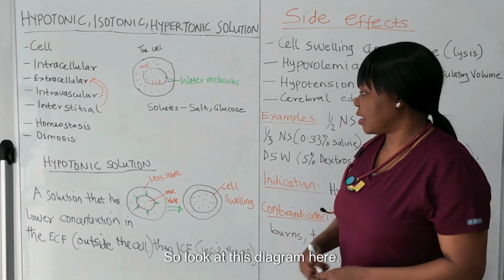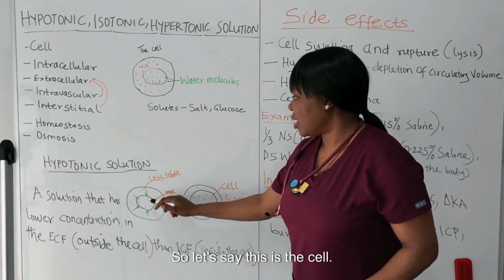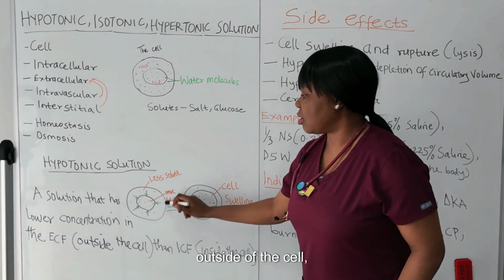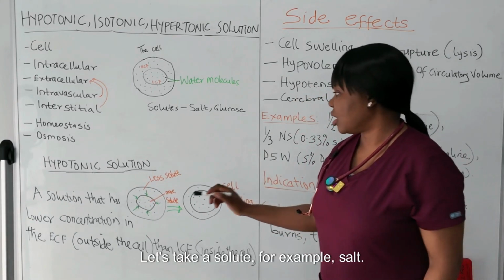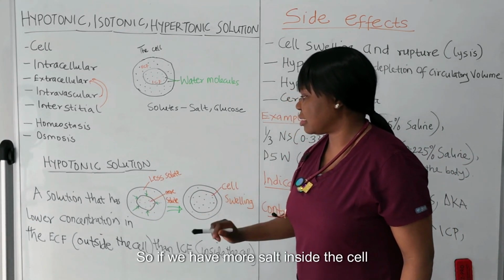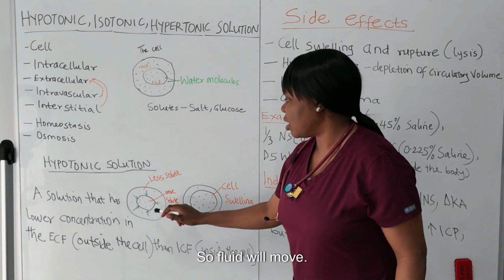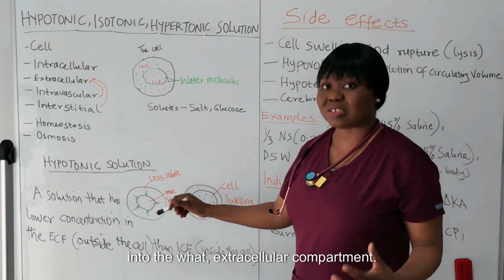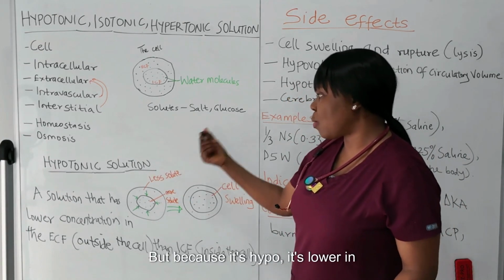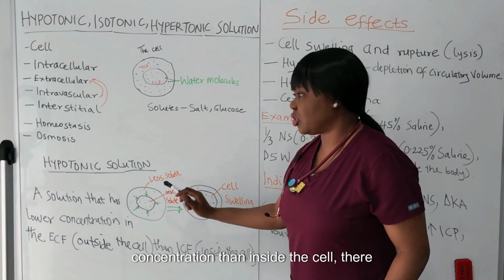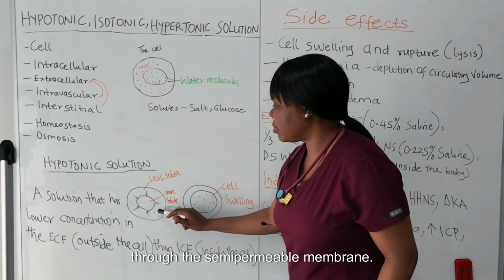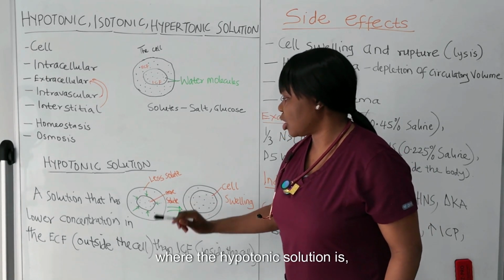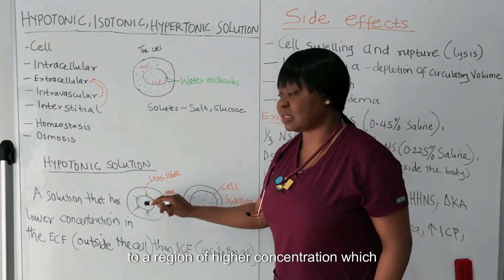So look at this diagram here. Let's say this is the cell. Inside of the cell, there are more solutes. Outside of the cell, there is less solute. Let's take a solute, for example, salt. If we have more salt inside the cell than outside the cell, osmosis will happen. So fluid will move because the hypotonic solution, after you've given it to a patient, is coming into the extracellular compartment. But because it's hypo, lower in concentration than inside the cell, there will be a shift, there will be osmosis through the semi-permeable membrane. Water will move from the region of lower concentration where the hypotonic solution is to a region of higher concentration which is inside the cell.